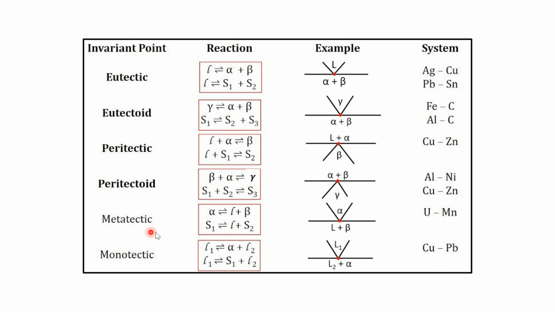Then we have metatectic and monotectic. In case of metatectic, alpha becomes liquid plus beta. And in case of monotectic, liquid 1 becomes liquid 2 plus alpha. So examples for each of these are also given here.